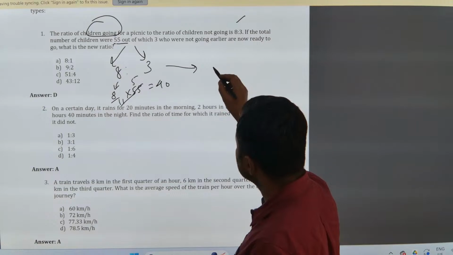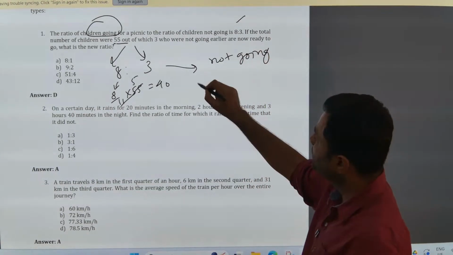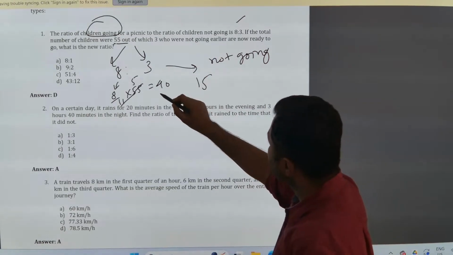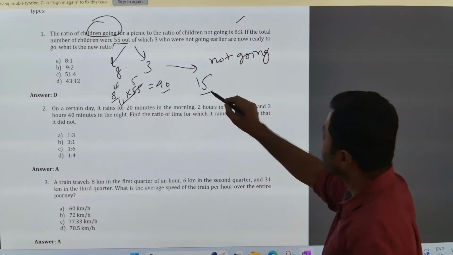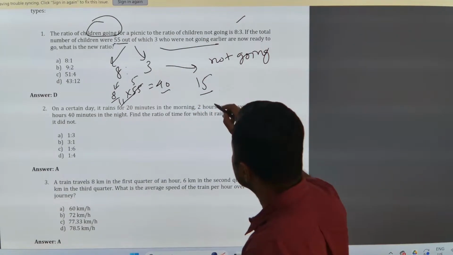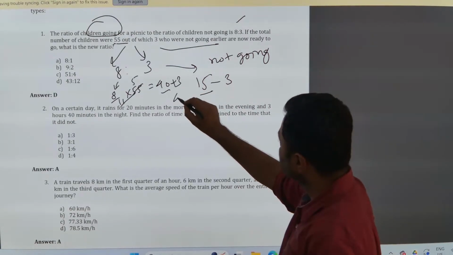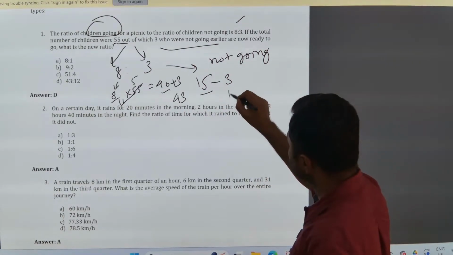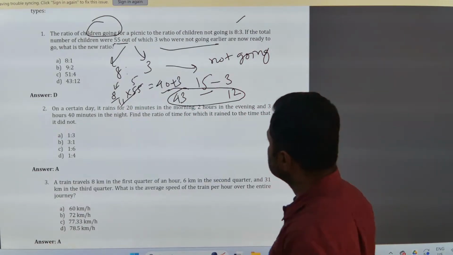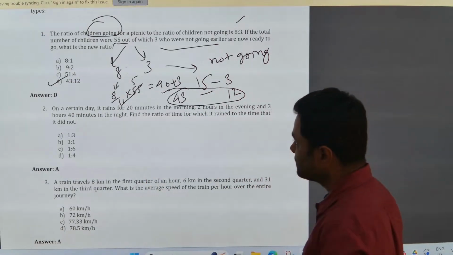So the number of children not going, this will be 15. So number of children going for the picnic is 40 and number of children not going is 15. Then something happens and 3 who were not going earlier are now going. So 3 persons from this group go to this group. So this group is now 43 strong and this group is now 12. So the new numbers are 43 and 12 and their ratio will be 43 by 12. So this is the question 1.